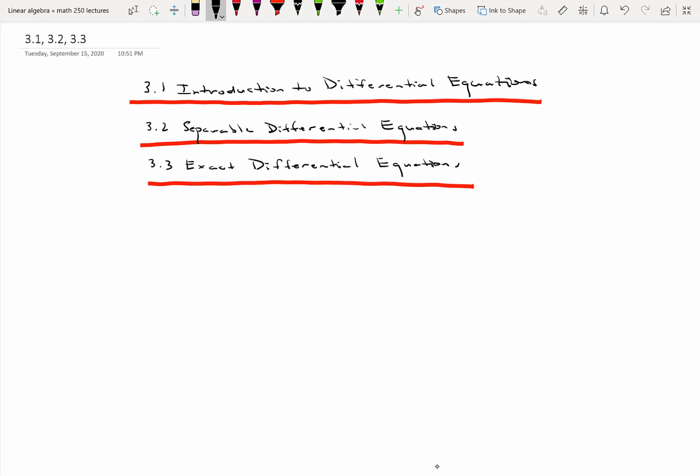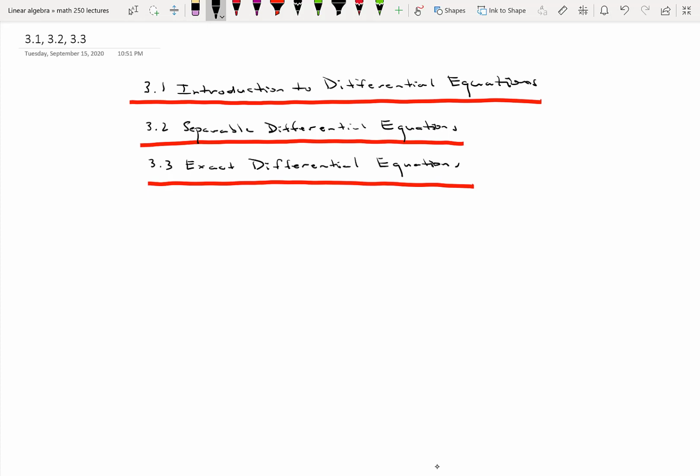We'll return to vector spaces, including concepts of things like linear transformations. In fact, linear transformations are the big topic in Chapter 5. So let's get to Chapter 3. In this video segment, we're going to cover 3 sections. Don't panic too much. The first section is just an introductory section.